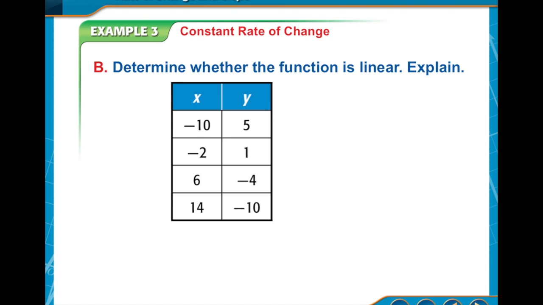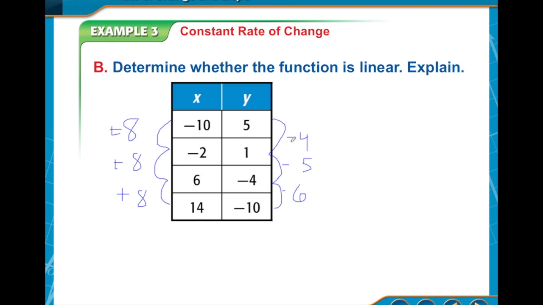So by the same process here, we can do the same thing. Is this linear? Well, how are my x's changing each time? From negative 10 to negative 2, I see a positive 8. From negative 2 to positive 6, positive 8. From 6 to 14, positive 8 again. How about the y's? From 5 to 1, we get a decrease of 4. From 1 to negative 4, we see a decrease of 5. And from negative 4 to negative 10, we see a decrease of 6.